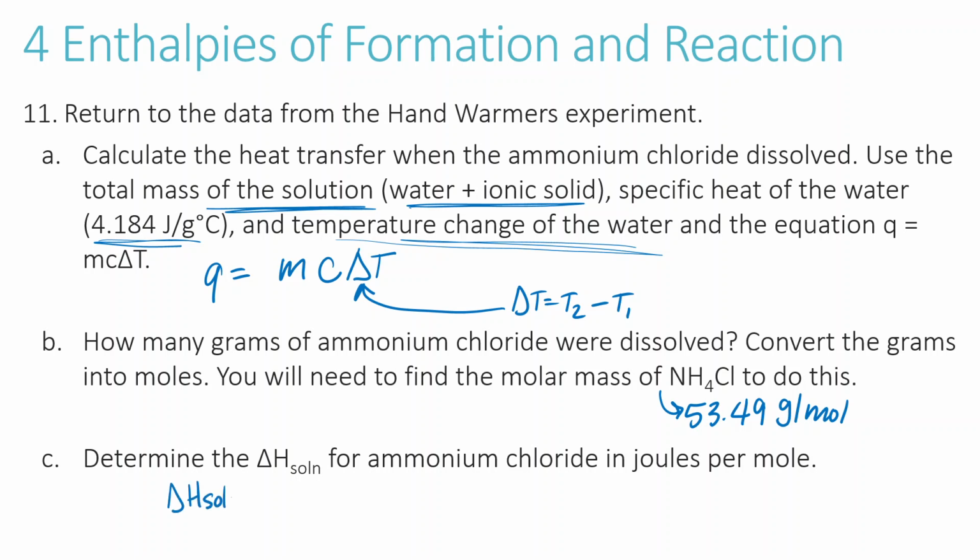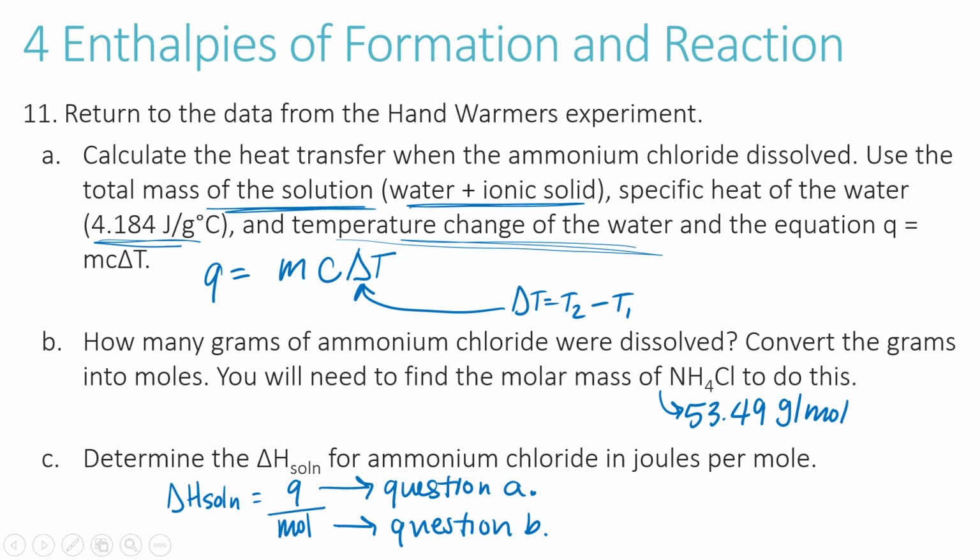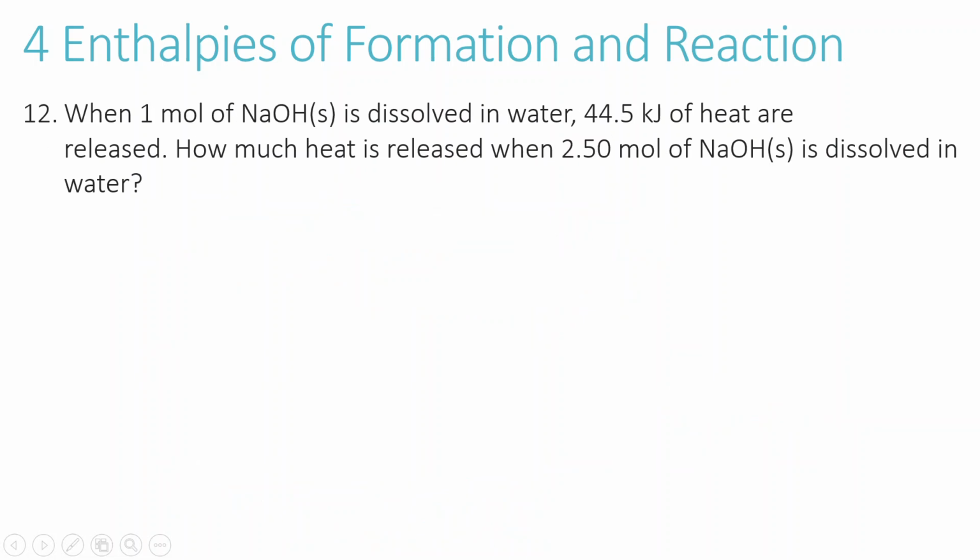Delta H solution is going to be the number of joules, which you're calculating by Q, divided by the amount of moles of solid. So Q is what you got in question A, and moles is what you got in question B. You'll have to divide those two to get your answer. Go ahead and pause the video, work on question 11, and then return here when you're ready for question 12.